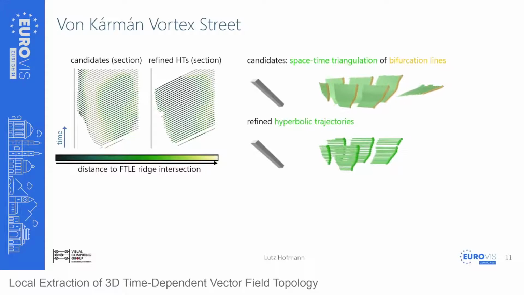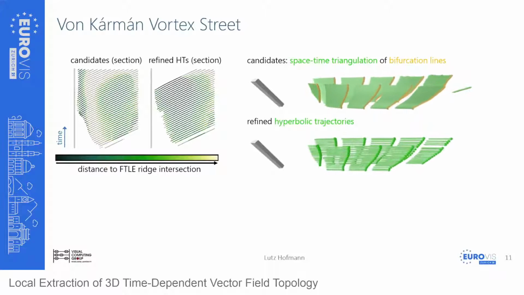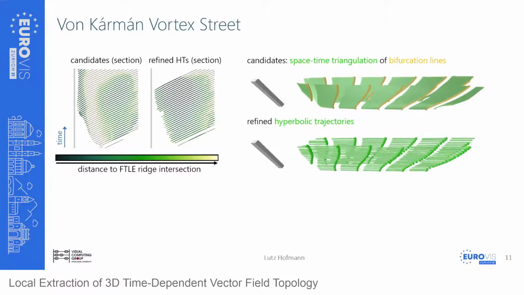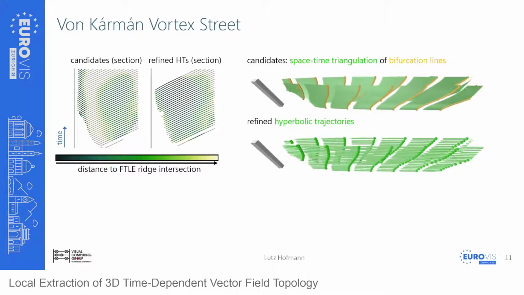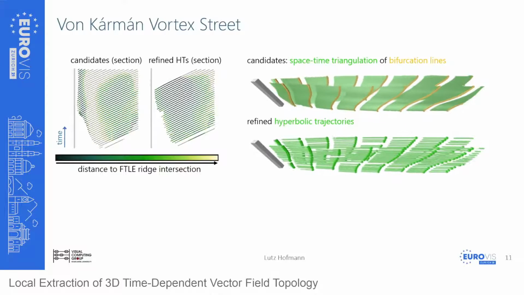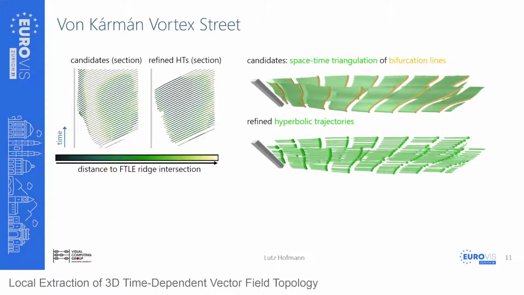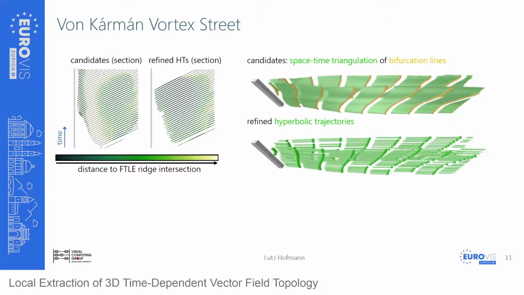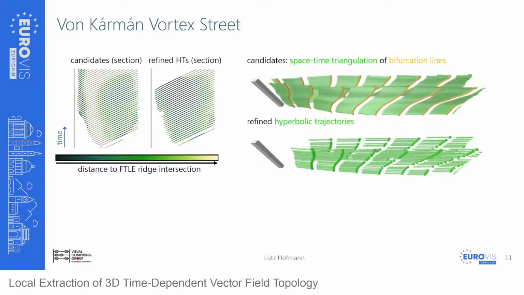For an actual application, let's have a look at a numerical simulation of a fluid behind an obstacle where the inflow velocity is varied linearly along the obstacle. Here are shown the candidates and their refinement toward the hyperbolic trajectories, which are near FTLE-rich intersections.